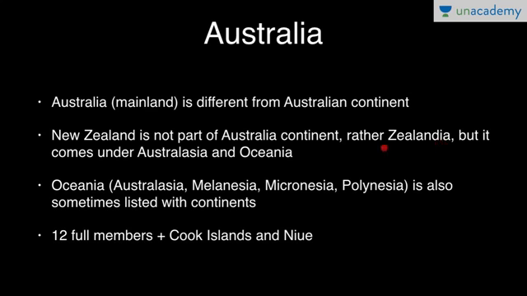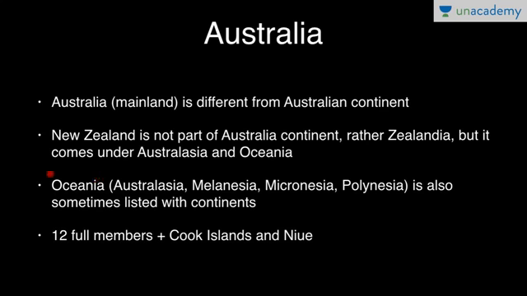Rather, it is part of a submerged continent called Zealandia. But it comes under a larger term called Australasia, and Australasia comes under Oceania. So Oceania here includes Australasia, Melanesia, Micronesia and Polynesia, and it is also sometimes listed with continents. So in the 7 continent model, you will realize that the 7th continent is Oceania or Australasia, etc.